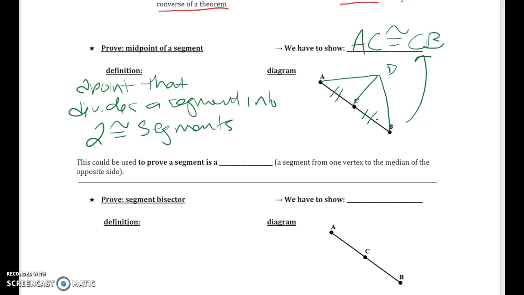So in addition to proving that something is a midpoint, you might be asked to prove that a segment is a median. So remember, a median is a segment drawn from one vertex to the midpoint of the opposite side. So if C is the midpoint, DC, we can prove to be the median.